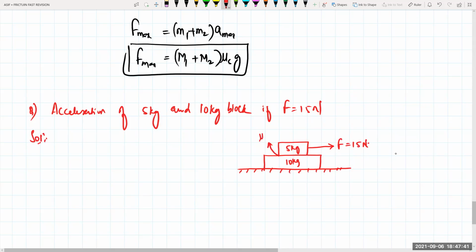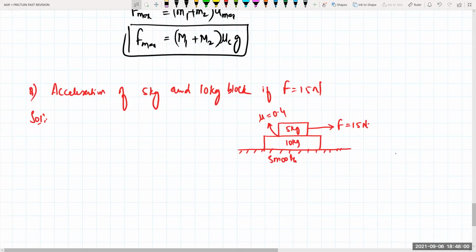Coefficient of friction here is given as 0.4. And this one is your smooth surface. Try to understand the way I am doing it; apply the same method. Okay? Your applied force is how much? 15 Newton. Now, this is our target, the 10 kg. Applied force is 15 Newton. So the target is your 10 kg. So calculate the friction on that one. F is equal to mu s into N. Mu s value is 0.4 into what will be the normal reaction on that one? Normal reaction will be 50, sir. 50.